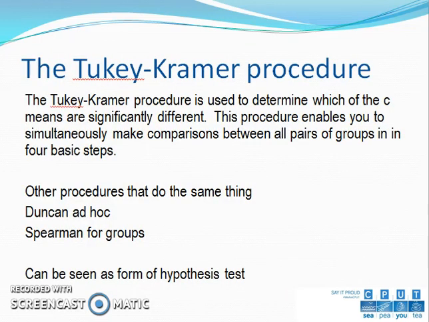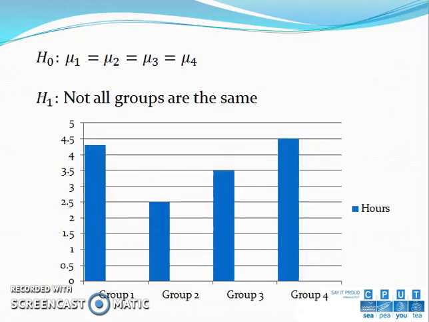The one that we're going to use is the Tukey-Kramer procedure. You might, however, come across people doing something similar, it has the same function, in industry or other people that you speak to that study at different universities or different departments. They'll refer to something known as a Duncan ad hoc procedure or the Spearman procedure for groups. It really is the same thing as Tukey-Kramer.